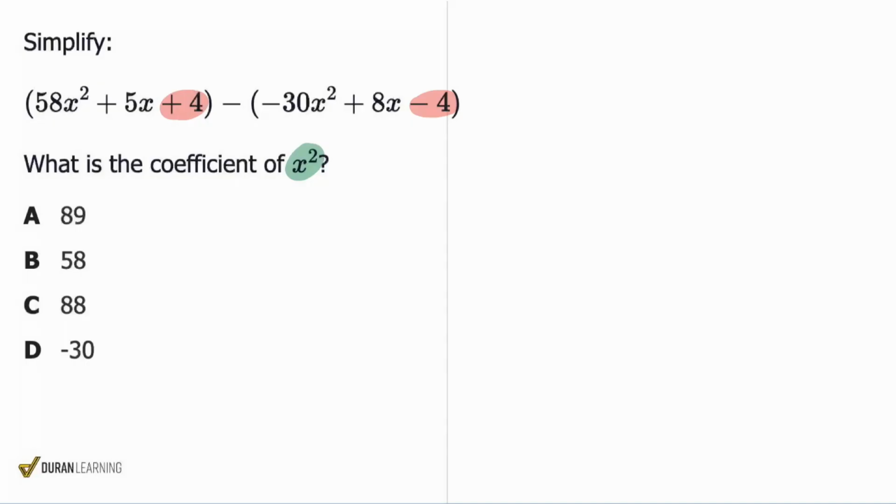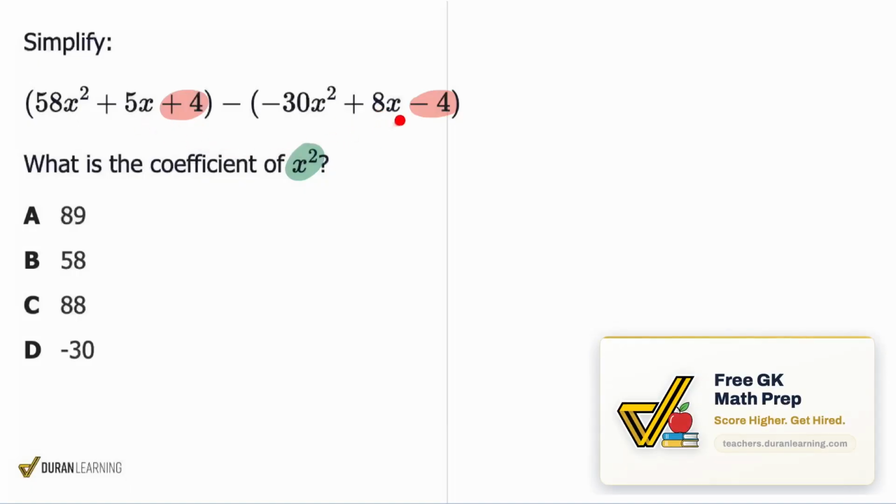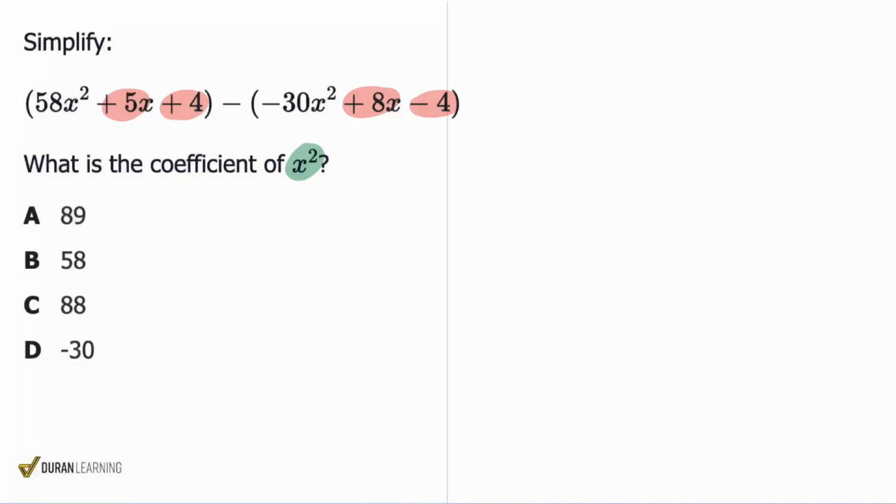So again, in the same breath, do I care about terms that are ending in x? Do I care about those terms? No, not particularly, because I'm only adding and subtracting here. So there's no way that this is going to turn into x squared. So again, we can ignore those. What do I care about? I care about the terms ending in x squared, 58x squared, and this negative 30x squared. Those are the terms I care about.